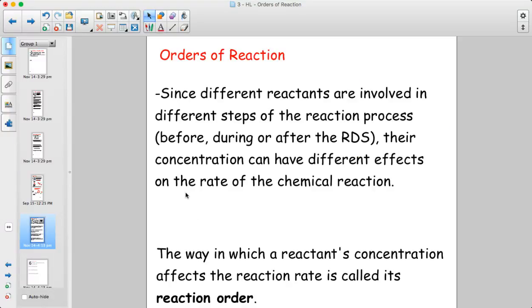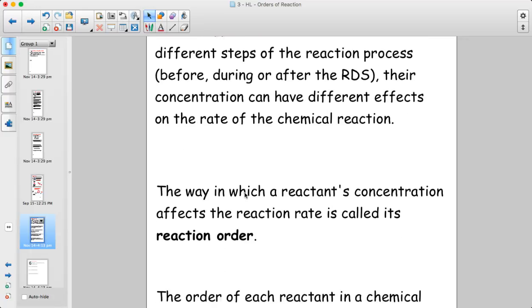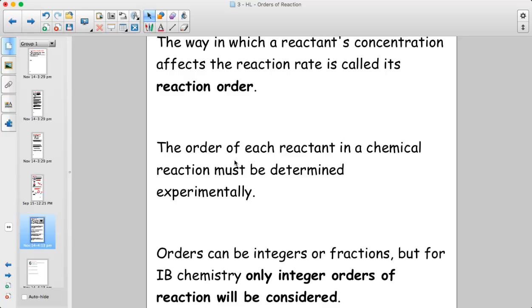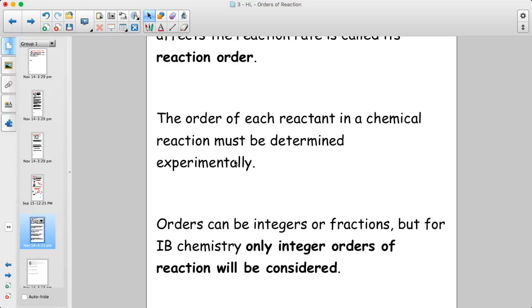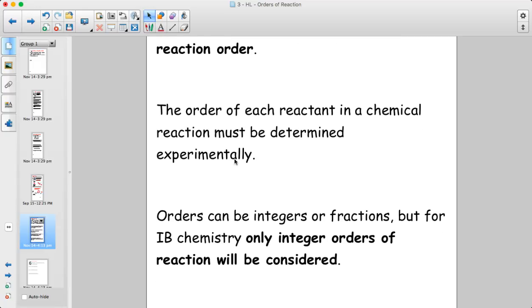Okay, so how does this all tie into what we talked about in the lab, which is orders of reaction? Since different reactants are involved in different steps of reaction mechanisms, before, during, or after rate determining steps, their concentration has different effects on the rate of reaction. The exact way in which a reactant's concentration affects the reaction rate is called its reaction order. And the order of each reactant in a chemical reaction must be determined experimentally. You cannot determine it just from the balanced chemical equation.